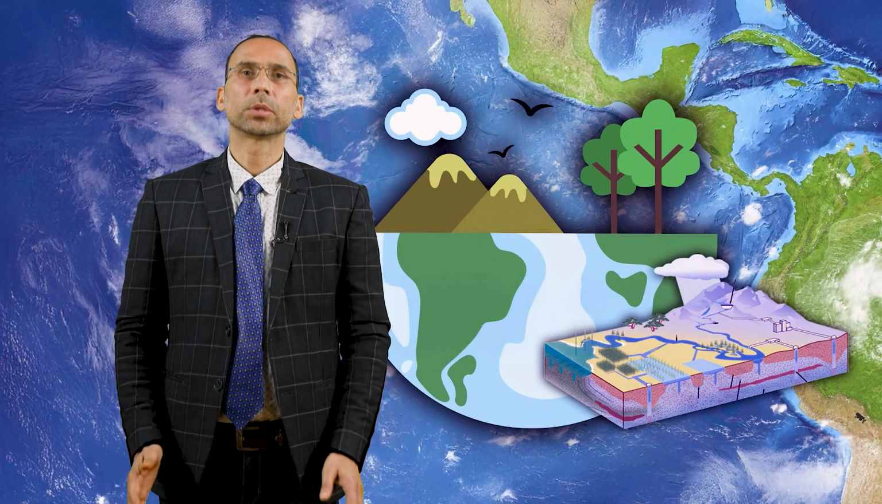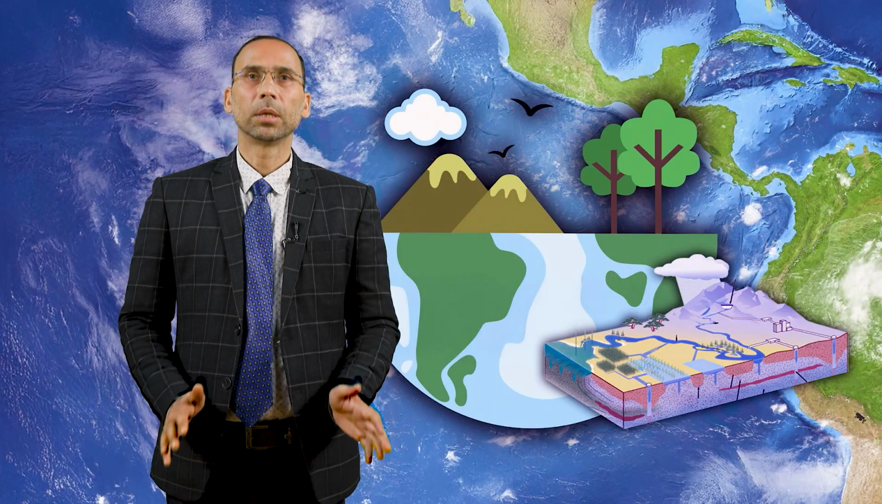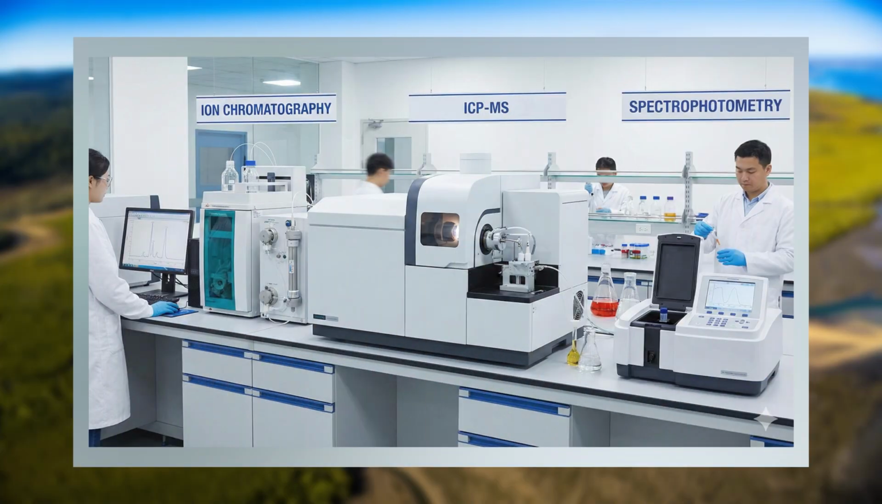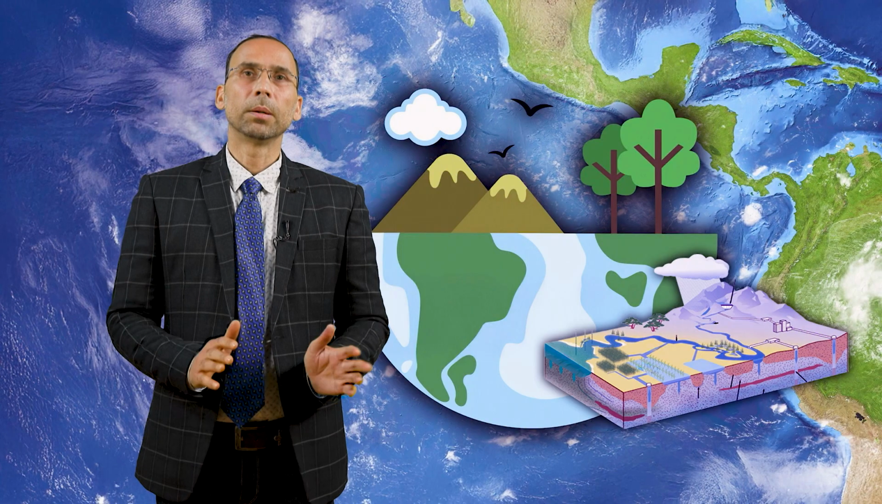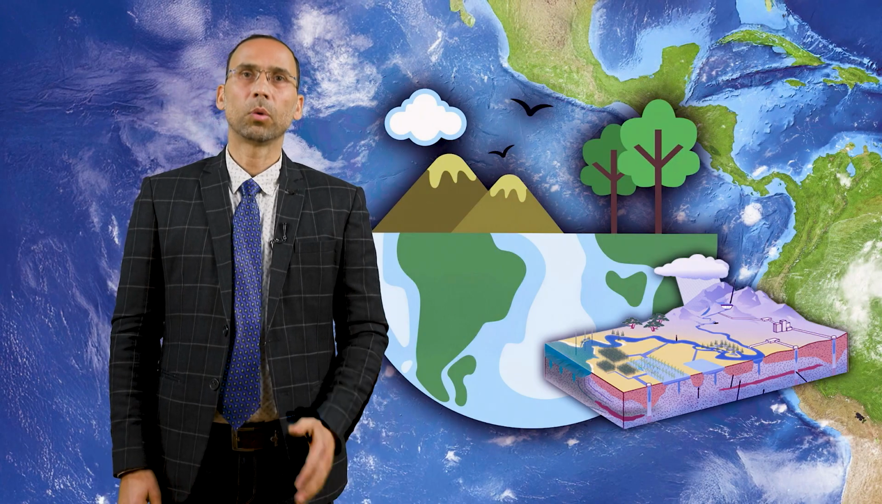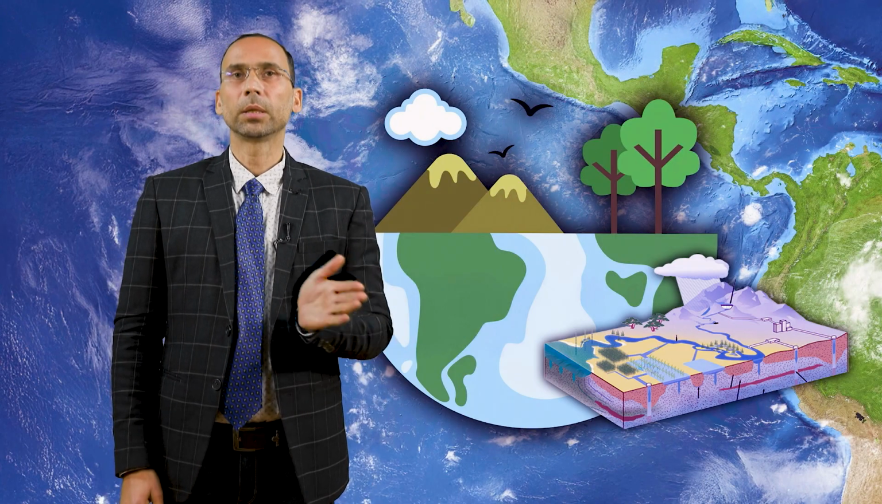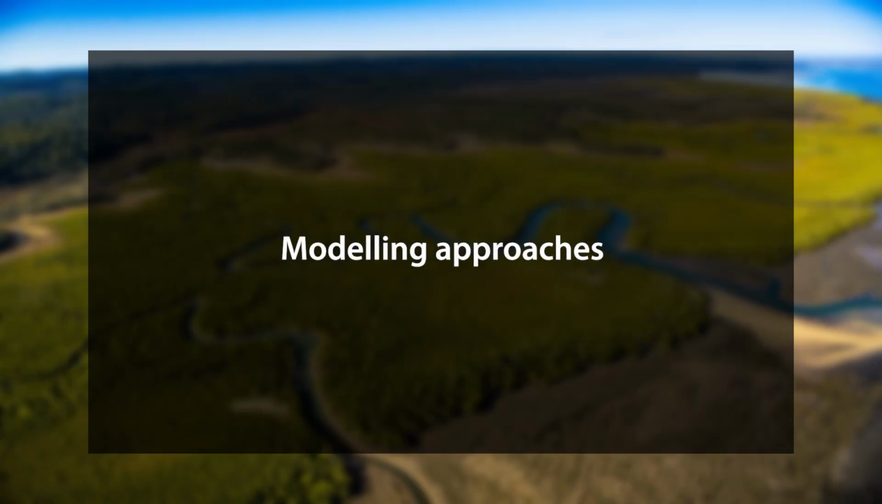For precise values, sophisticated instruments are used. Ion chromatography, inductively coupled plasma mass spectrometer and spectrophotometry are installed in major institutions of the country. However, the cost of the analysis is too high. The methods are used to determine the water quality for drinking, industrial and other purposes and estimate recharge, contamination, water rock interaction and evaporation. Now, let us discuss the modeling approaches.